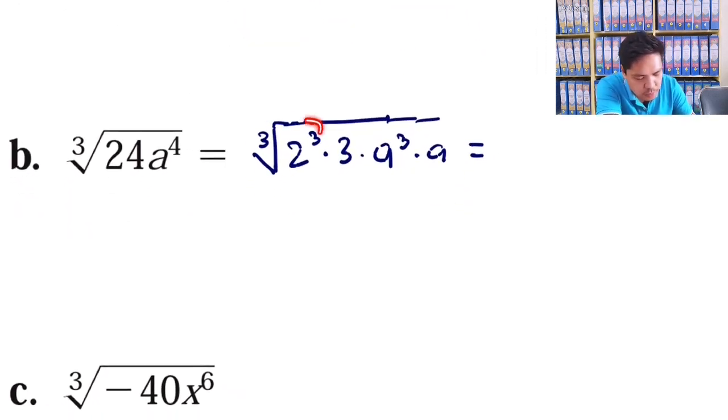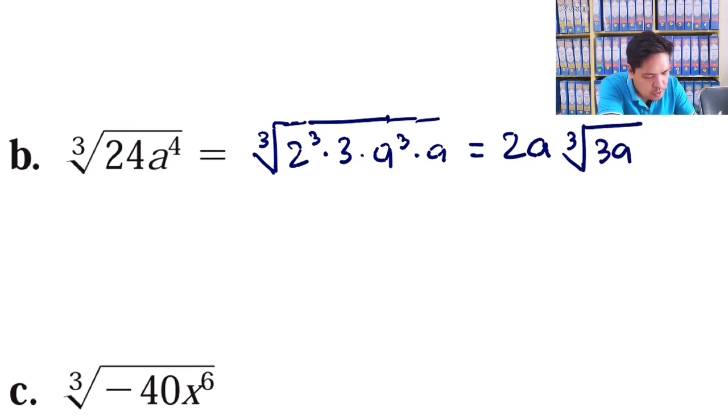So, eto siya, pwedeng lumabas. Odd kasi ito. So, eto yung sagot. Labas si 2. Eto, pwede na rin lumabas. So, ilabas natin si a. Yung naiwan sa loob is si 3 tsaka si a. Ito yung naiwan. Hindi sila pwedeng lumabas. Kawawa naman. So, that's it. Okay?